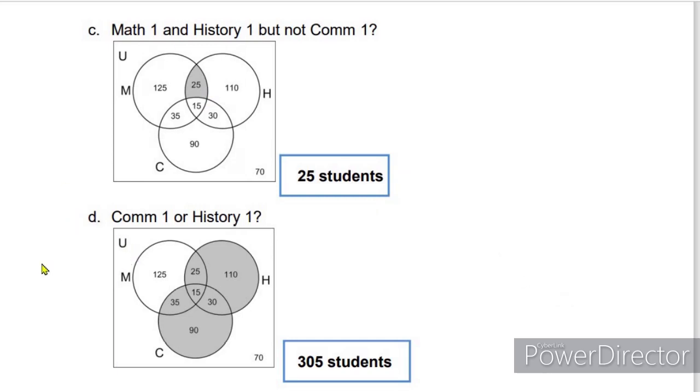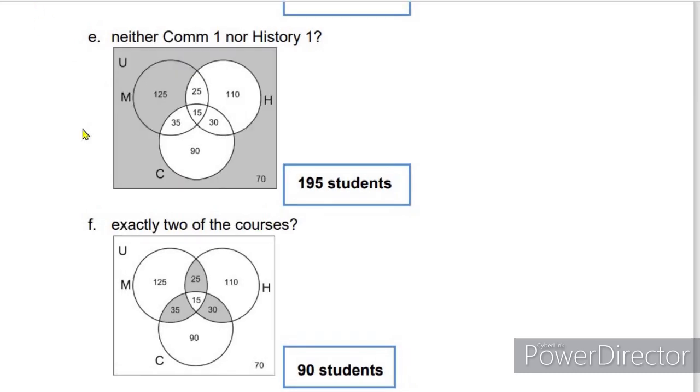Next, letter D. Communication 1 or History 1. So we will shade all the elements that are in Communication 1 or History 1. That's why when we add them all, it will be 305 students. Next, letter E, neither Communication 1 nor History 1. So we will shade all the elements that are not in Communication 1 and History 1. So when we add them, 125 plus 70 is 195 students, right?